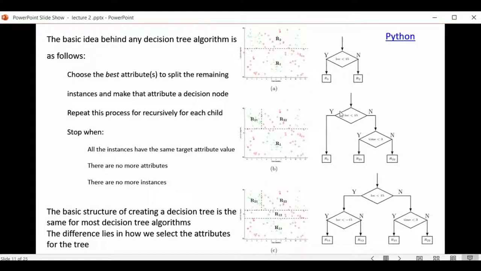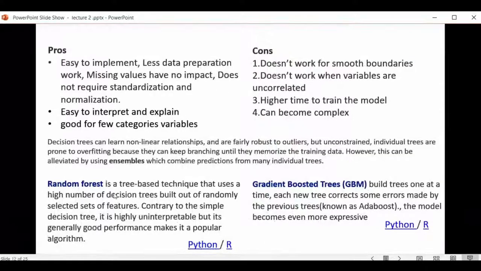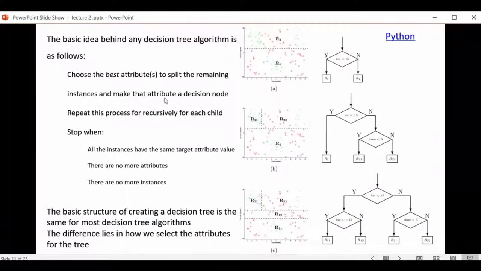In regression problems, the only difference between decision problems and regression problems is that regression problems just use a threshold, whether the values fall above or below a certain threshold. And the basic structure of creating a decision tree is the same. There's a whole range of different types of algorithms, but they have the same kind of structure. The only difference lies in how we select the attributes, which are based on how well it splits the data.